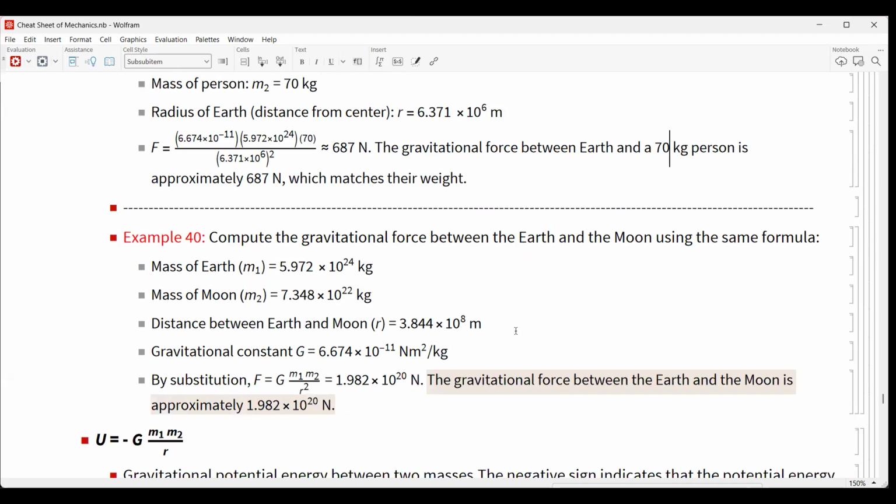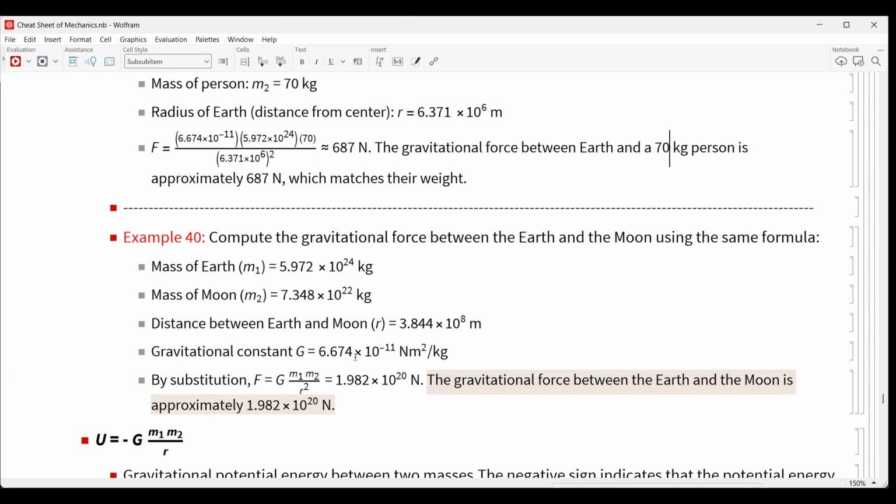Compute the gravitational force between the Earth and the Moon using the same formula. The mass of Earth is 5.972 times 10 to the 24 kilograms. The mass of the Moon is 7.348 times 10 to the 22 kilograms. The distance between Earth and Moon is 3.844 times 10 to the 8 meters.